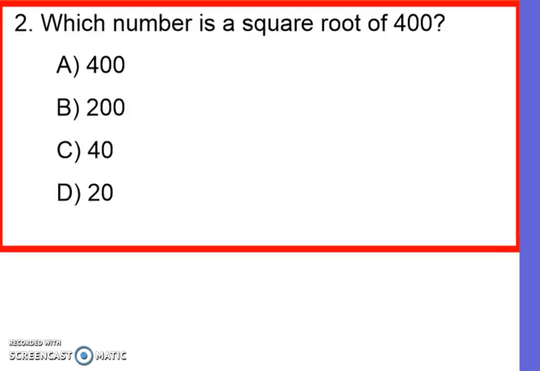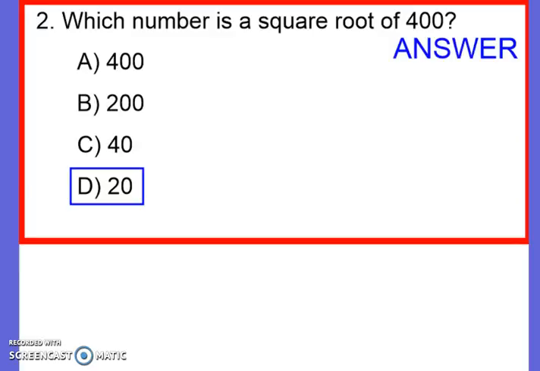Here's the second one. Go ahead and try that one. All right, the answer is D. Remember the square root of 400. And we had perfect squares last year. So a perfect square would be 5 times 5 is 25. So therefore the square root of 25 is 5, right?